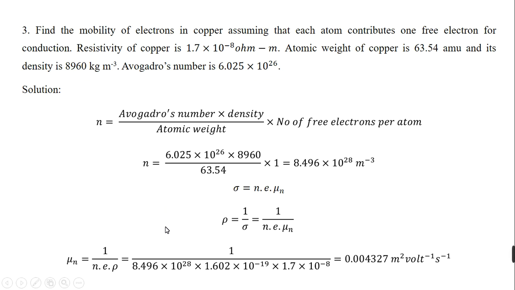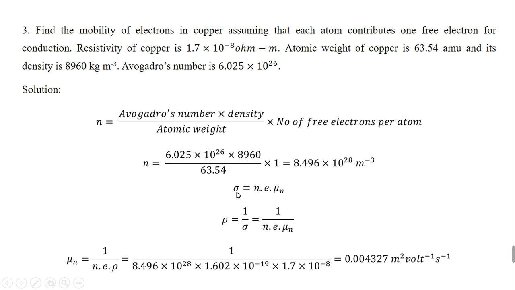So write down the mu formula first, that is sigma is equal to n into E into mu. This is to be determined, mu is to be determined. So in this, we have to check out first what all the given values are.